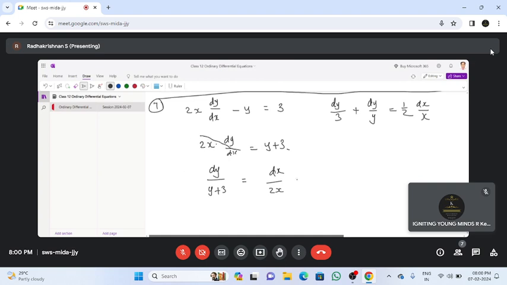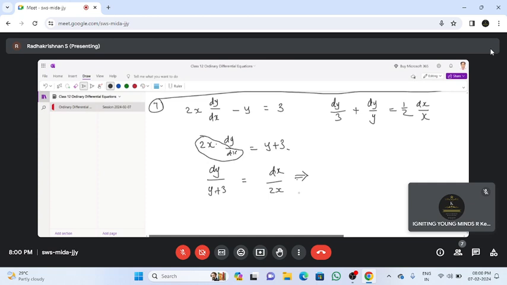Because this 2x by dx, if it goes on the right hand side, it becomes dx by 2x. And this dy by y plus 3, when it comes to the LHS, it becomes dy by y plus 3. So you can check it out once again. After you have done this transformation, just check that everything matches. Okay, now dy by y plus 3 equal to dx by 2x.